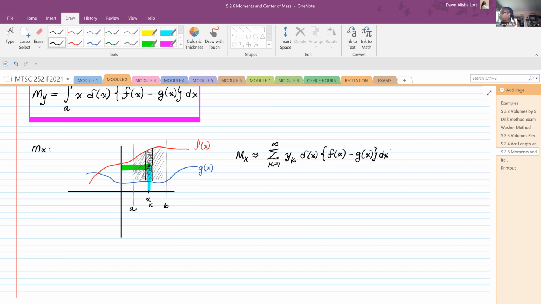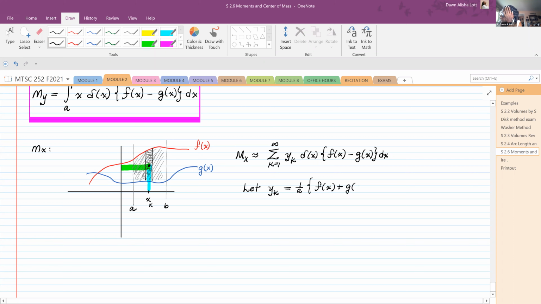But therefore, we have to figure out what are we doing with yk again. So this time, we're going to let yk be the distance halfway between f of x and g of x. So it's the distance between them. So if you add them up and divide by 2, that is the average distance between f and g.